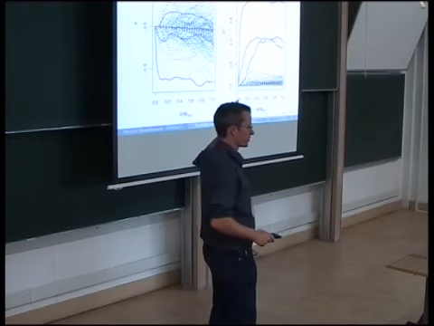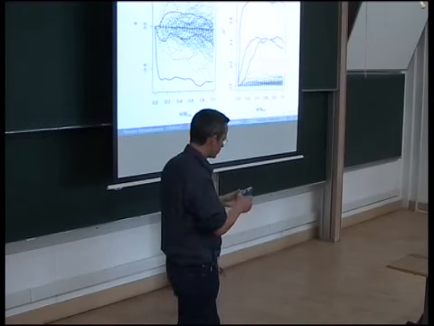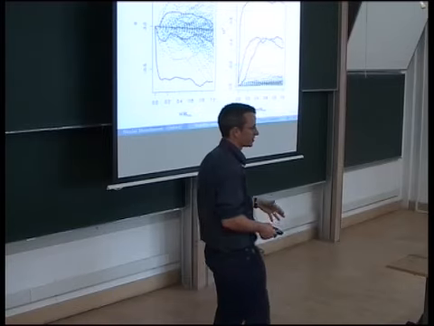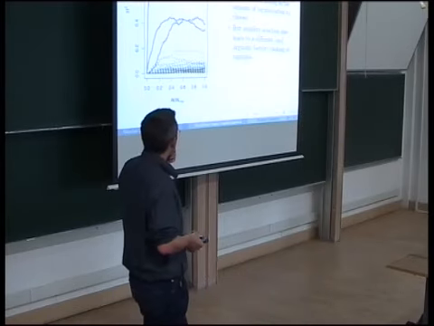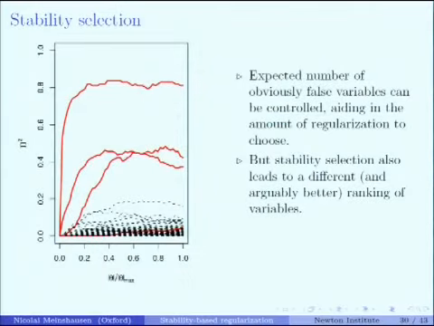And with the method I showed you, you can use a pre-specified value of that cutoff. So I would say that it is useful in this context to think about it in this way because you can control the expected number of obviously false variables which are going to be in the model in the end. And at the same time, it turns out that the ranking of the variables you have is quite often a lot better than with the original procedure you had.